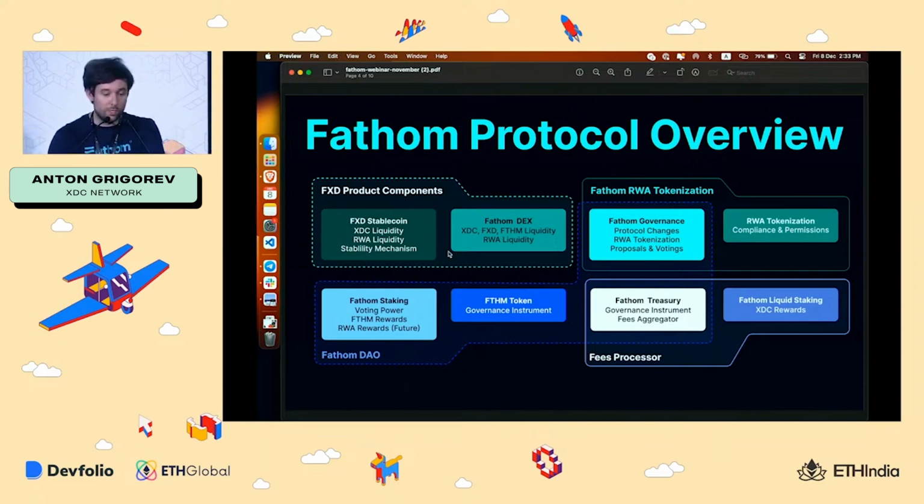So about the FXD stablecoin: we are building it because we envision it as the beginning of the network ecosystem, the beginning of the DeFi ecosystem. And for a DeFi ecosystem, we need some stable asset, like for example DAI is this asset for Ethereum. So the FXD stablecoin is this asset for XDC.